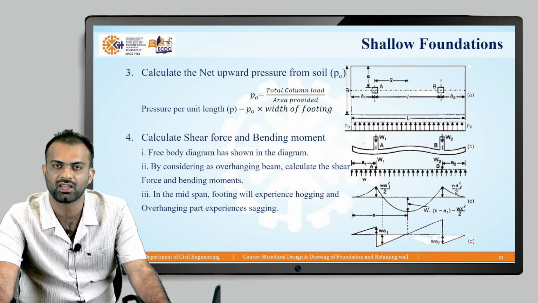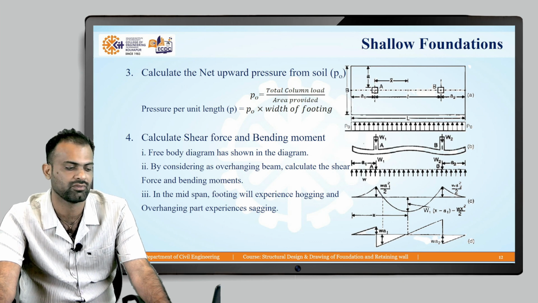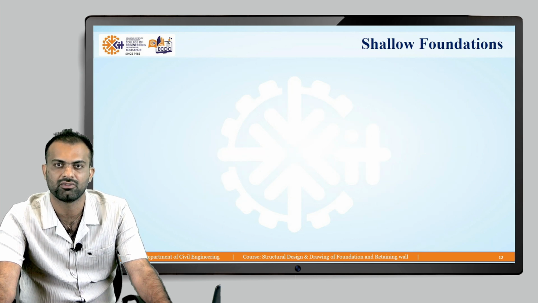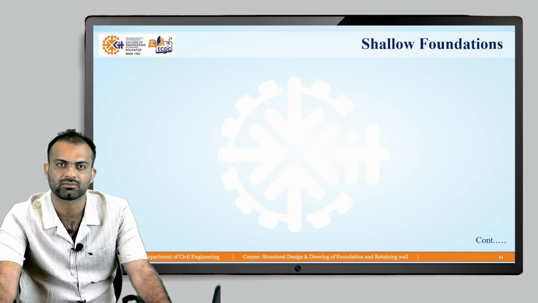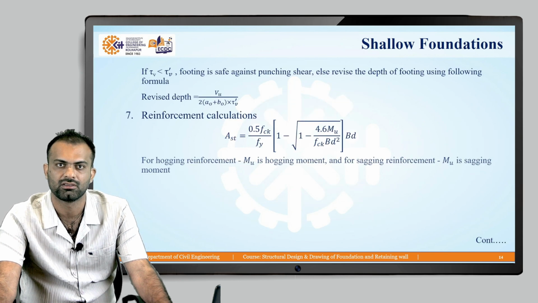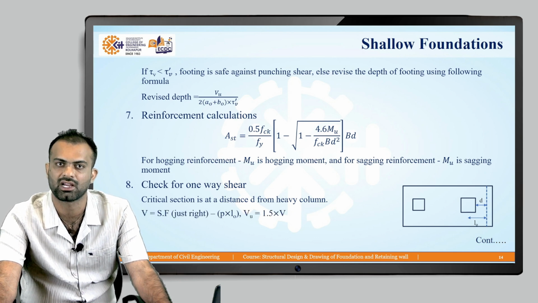If the heavy column is this one, then we need to consider the shear force just left of the column, because here the critical section will be on the left side of this column. So that is the basic idea of taking the shear force just right of the column. Here I am considering this as the heavy column, so I am considering the shear force just right of the column.